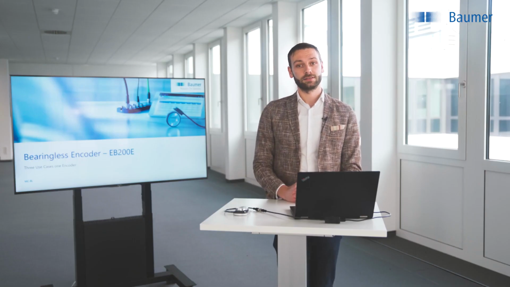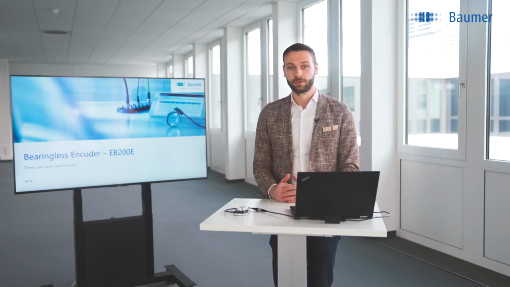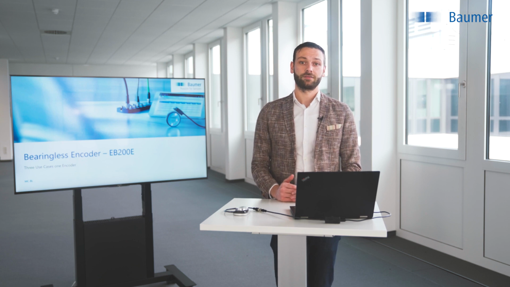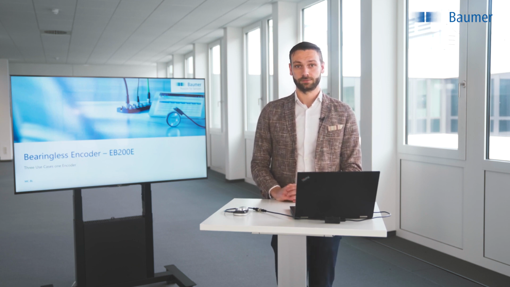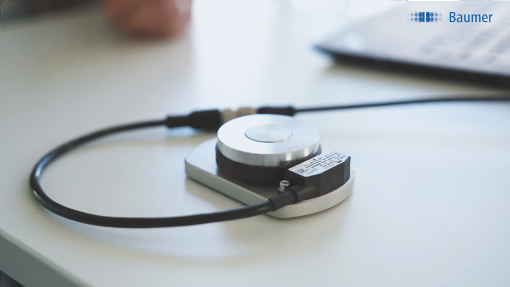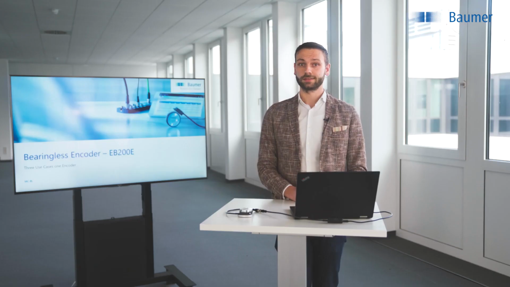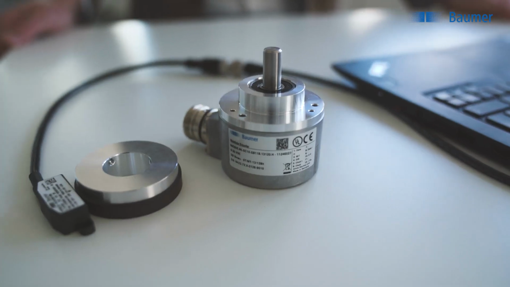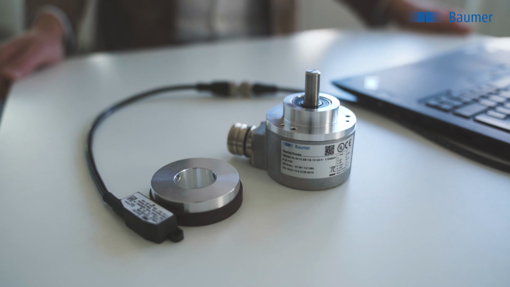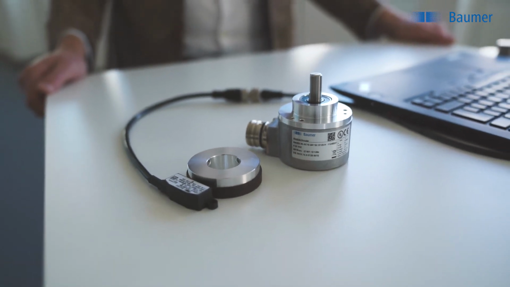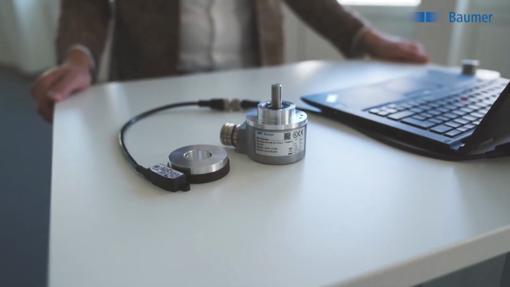The EB200E is the new smart bearingless encoder. It is an encoder that has all the advantages of bearingless encoders. This is the sensor here and the magnetic rotor, which is mounted on the shaft. The two parts are separated from each other, so it is totally wear-free. Additionally, it's extremely compact in the integration compared to the classical shaft encoders, as you can see in this comparison.